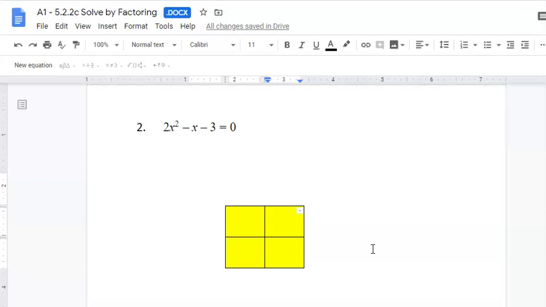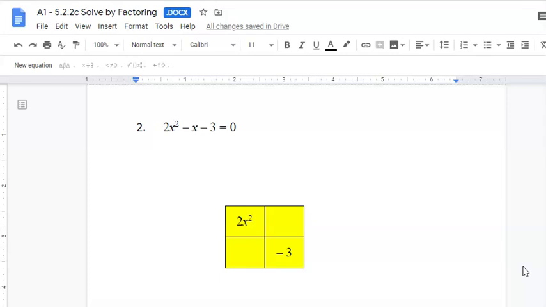We're going to take our constant, which is negative 3, and place it in the bottom right corner of this box. The next step of the process is to take the middle term, minus x, and use the remaining two corners of the box to represent the middle term, minus x.